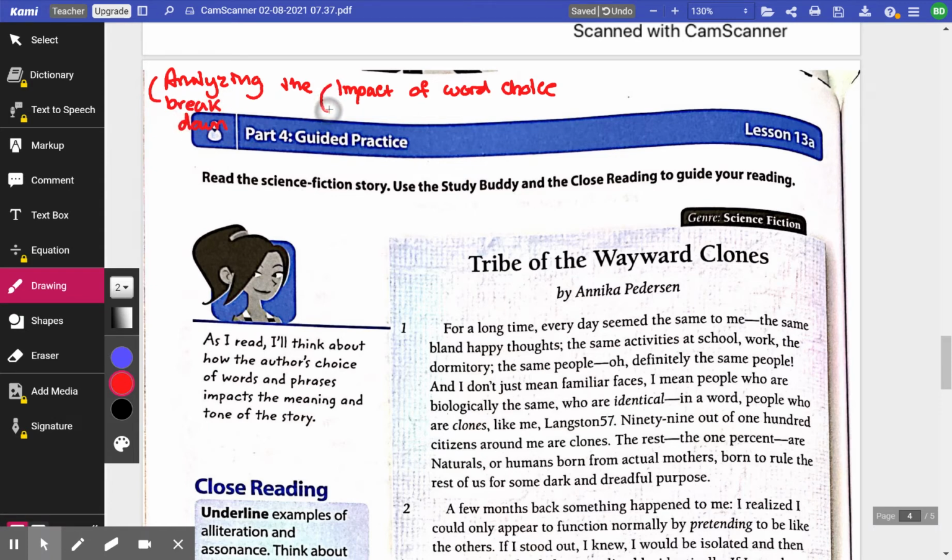And I know this word impact focuses on how something is affected or changed by another, or maybe even influenced. And this word choice, that phrase, I know anytime I'm dealing with word choice, I'm trying to figure out what the author means.